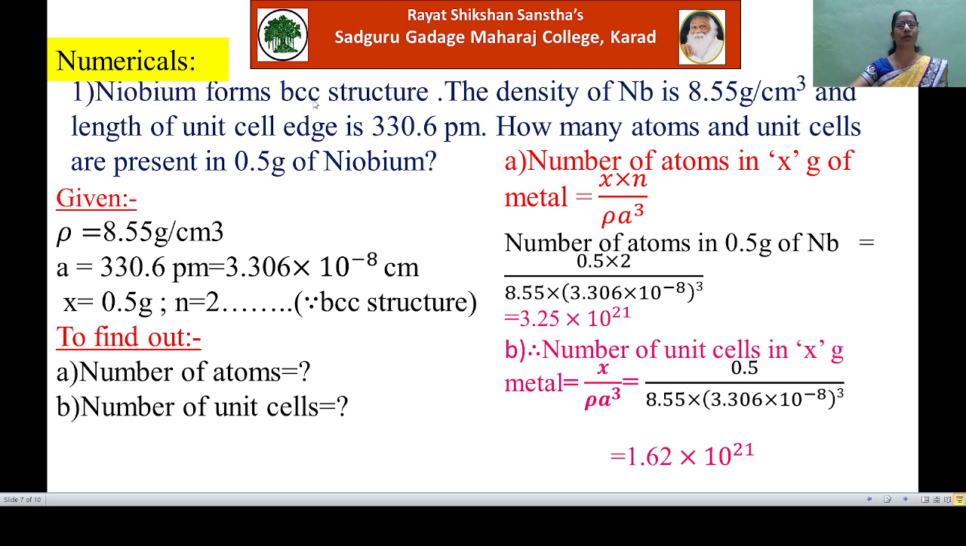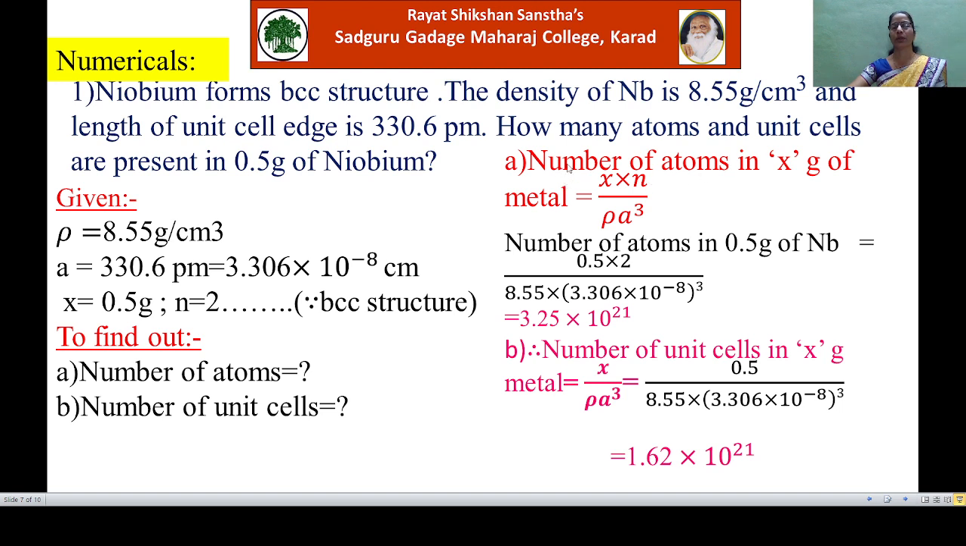Here it is said that niobium forms BCC structure, and for BCC structure we know that the number of particles per unit cell, that is n, is equal to 2. Here we have to find the number of atoms in this niobium, and the number of unit cells in 0.5 gram of niobium. Let's calculate the number of atoms.